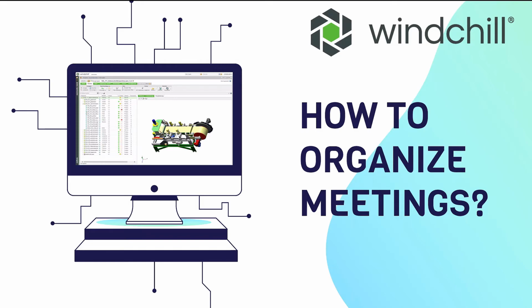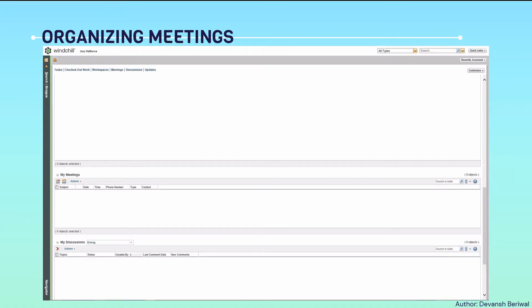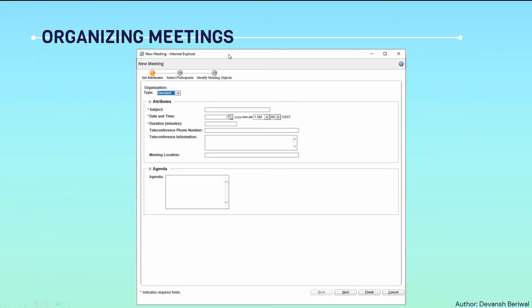How to organize meetings in Windchill. First of all, we will go on our Windchill homepage. Then the meetings tab will be there. In that, the create new meeting icon will be there. We'll click on this and a new window will open like this.